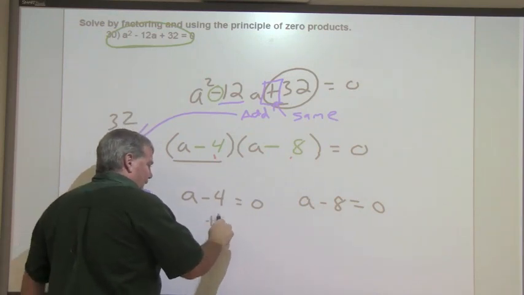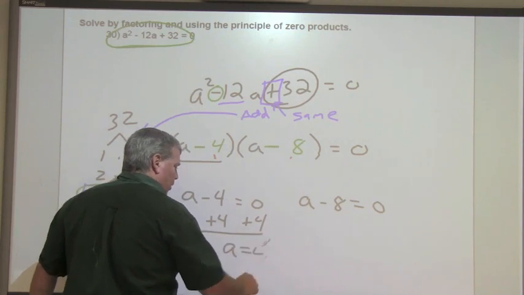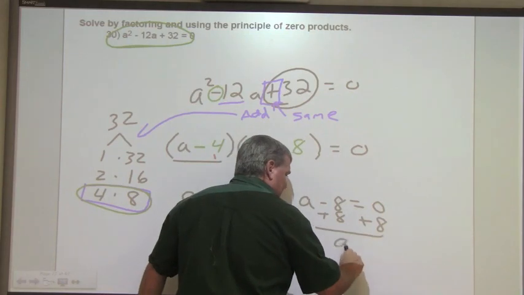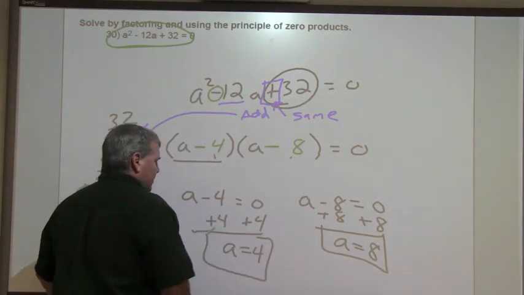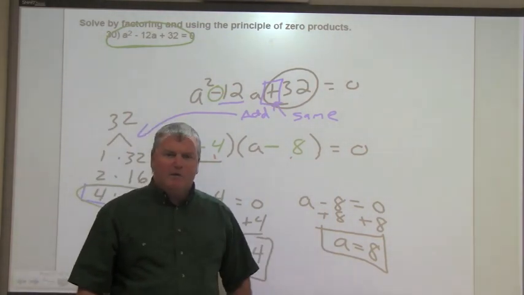So I add 4 to both sides, so I get A equals 4. Add 8 to both sides, and I get A equals 8. So this would be my answer: A equals 4 and A equals 8.